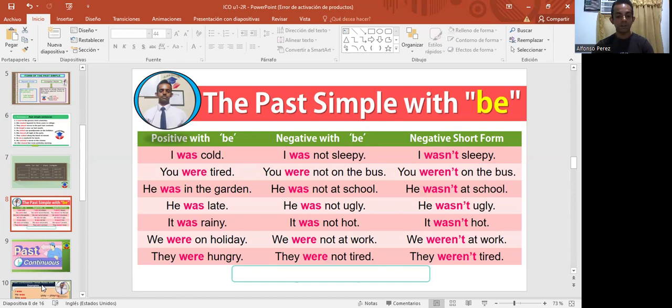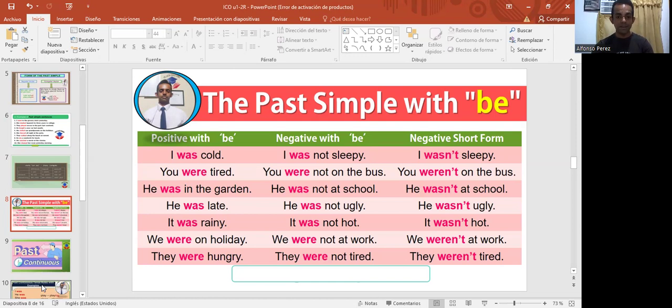He was late, he was not ugly, he wasn't ugly. It was raining, it was not hot, it wasn't hot. We were on holiday, we were not at work. We weren't at work. They were hungry, they were not tired, they weren't tired.